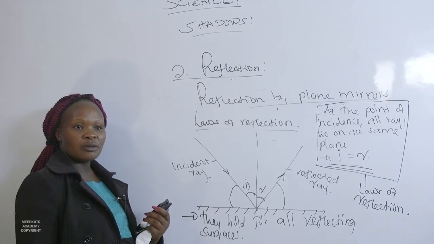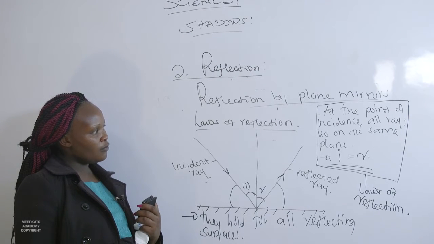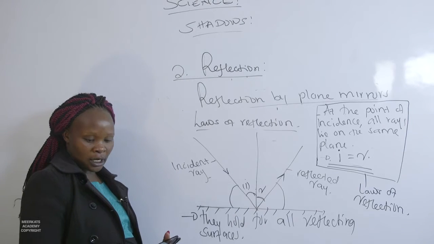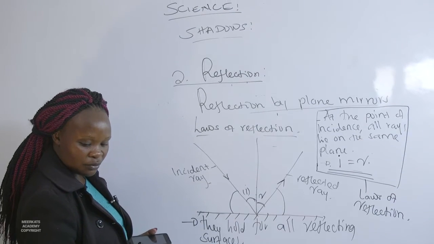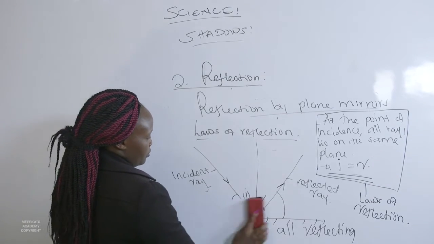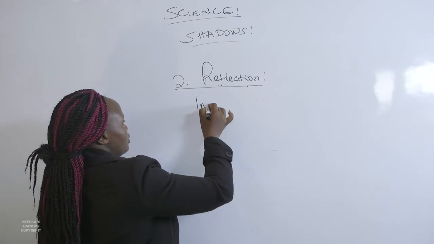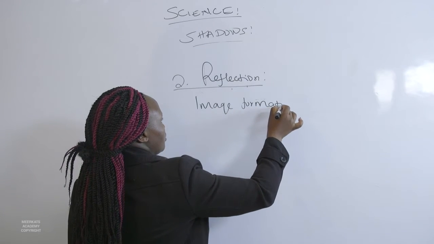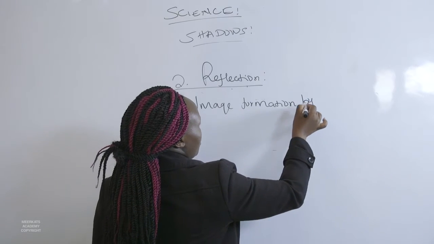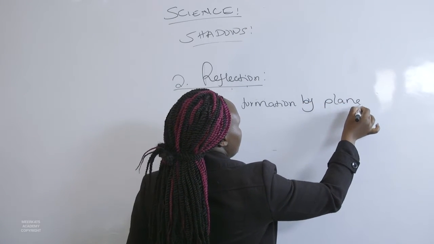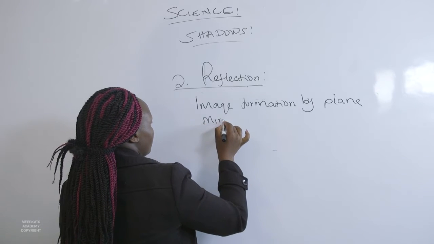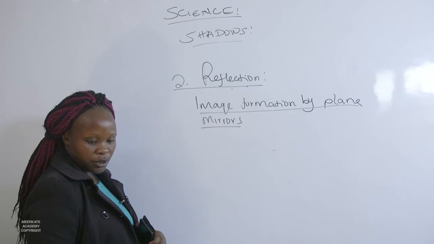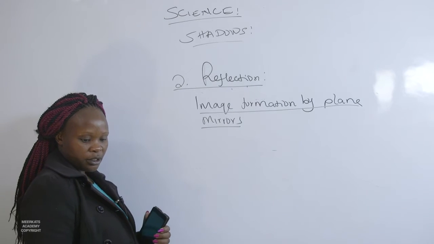Having looked at types of reflection, we have looked at the laws of reflection. Now we can advance to image formation by plane mirrors.